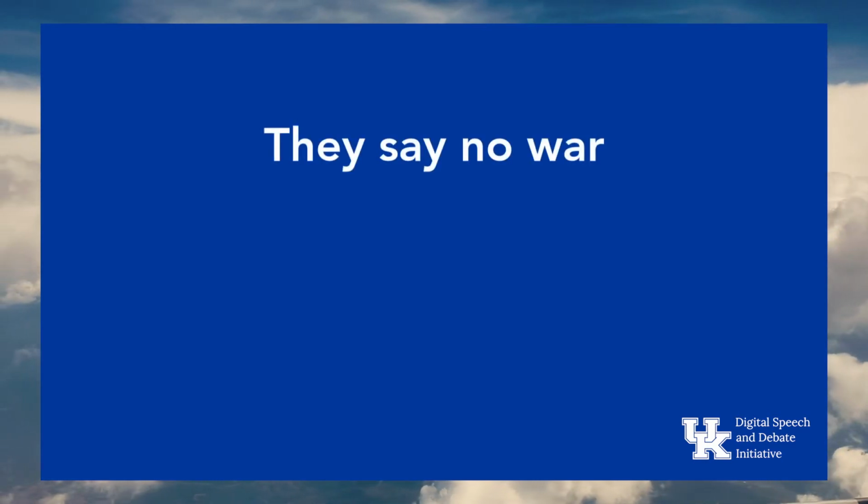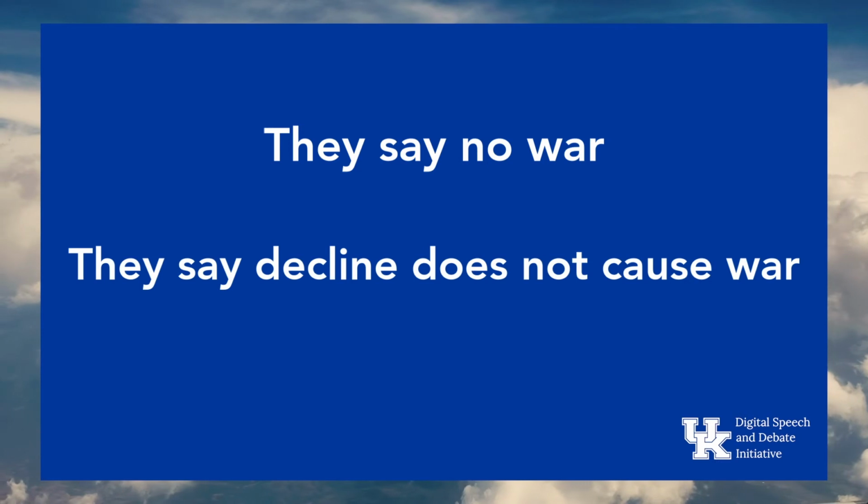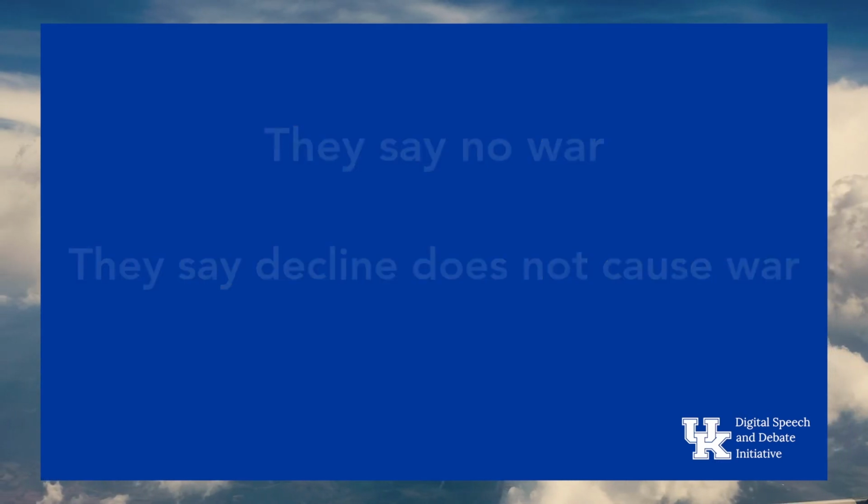So the first thing we have to do is let the judge know what we're talking about. We have to signpost. We would say something like, they say no war, or they say decline doesn't cause war. Then we need to make our response where we explain our argument while responding to our opponents. How do we do that?